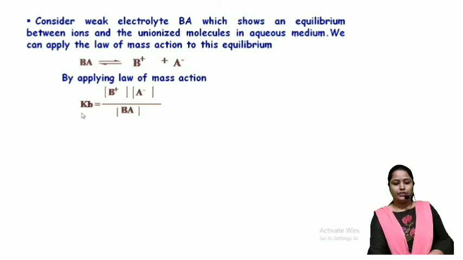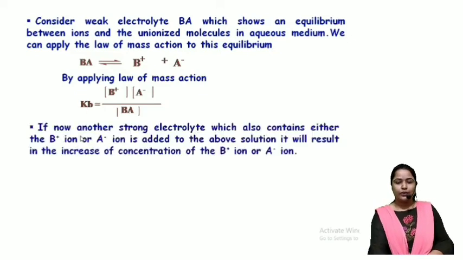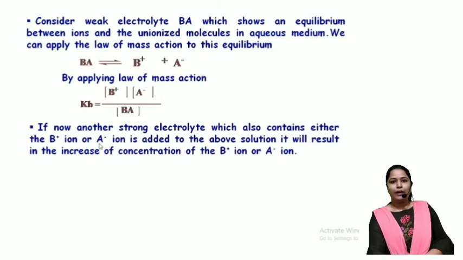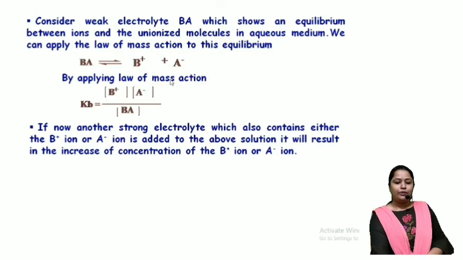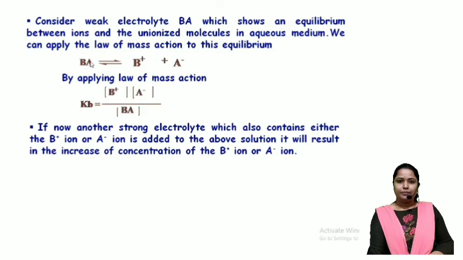If to that solution of weak electrolyte we add a strong electrolyte containing either a common ion B+ or A-, then there is an increase in the concentration of the B+ ion or A- ion. Therefore, the value of Kb is disturbed due to the increase in concentration of B+ or A- ion. In order to keep the value of K constant, the excess ions, that is B+ or A-, combine with each other to form undissociated molecules of BA.